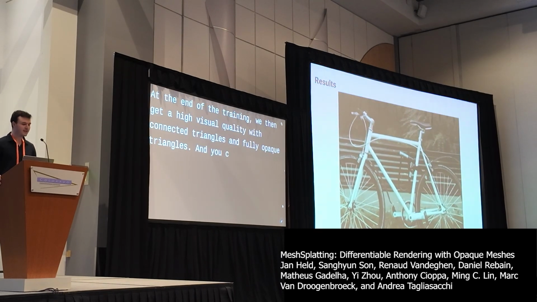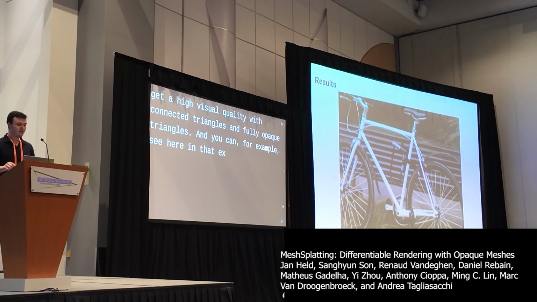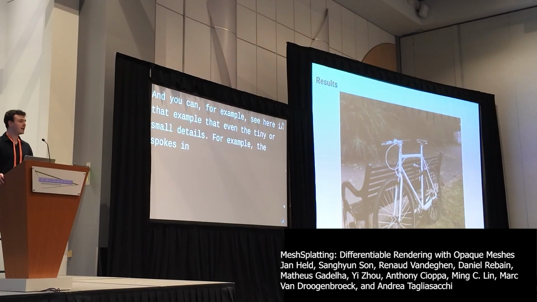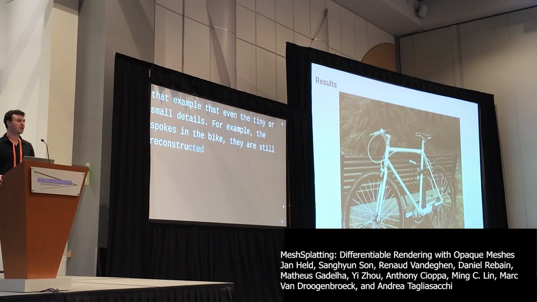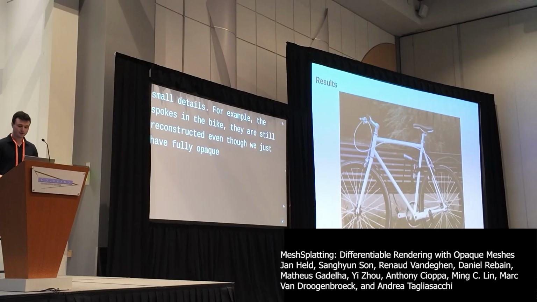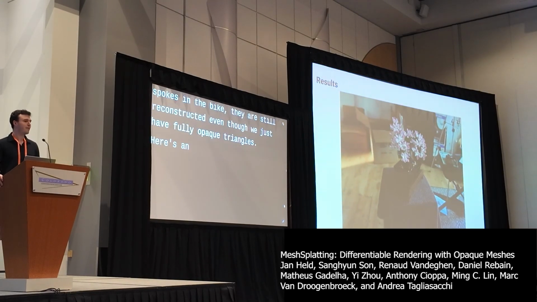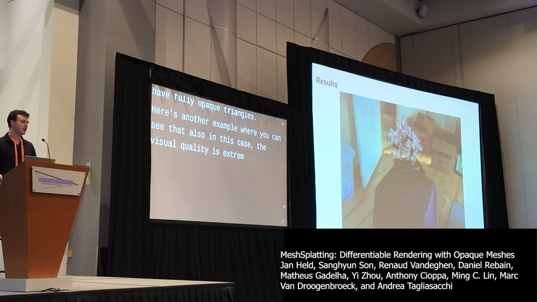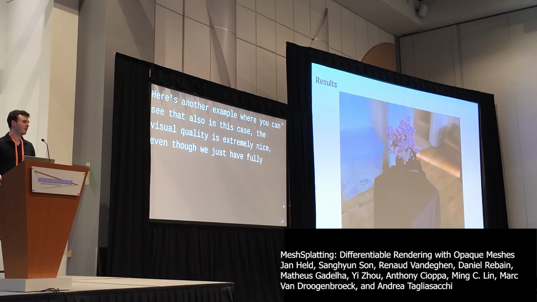You can, for example, see here that even tiny details, for example the spokes of the bike, are still reconstructed, even though we just have fully opaque triangles. Here's another example where you can see that the visual quality is also extremely nice, even though we just have fully opaque and solid triangles.